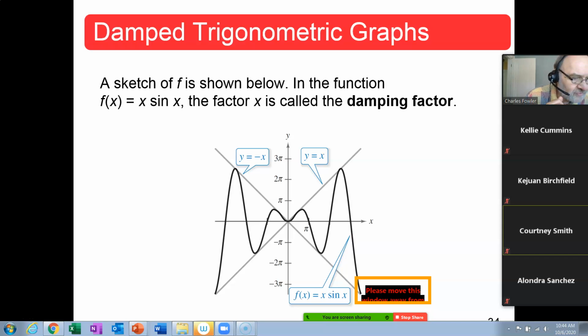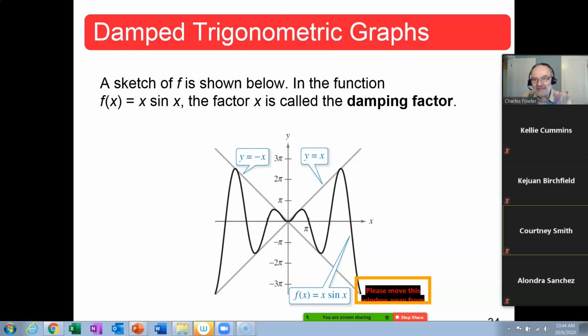Okay, but Courtney's here. So Courtney, and others who may have come in a little later, we're in chapter 4, trigonometry, section 4.6, graphs of other trigonometric functions. We're now looking at damped trigonometric graphs, and we're setting up the top half of page 313, just about through with it.